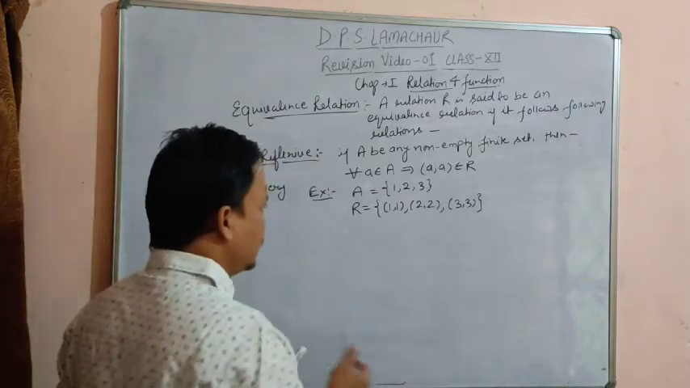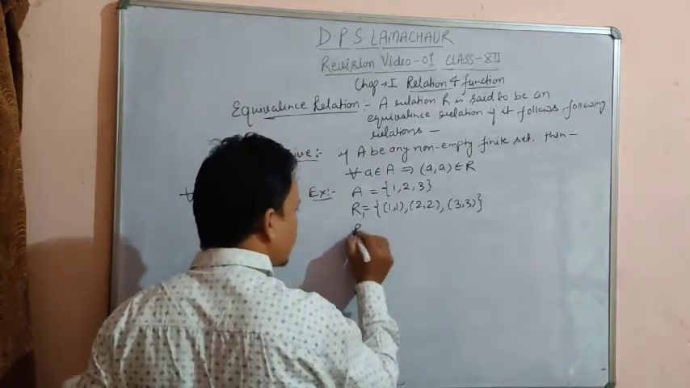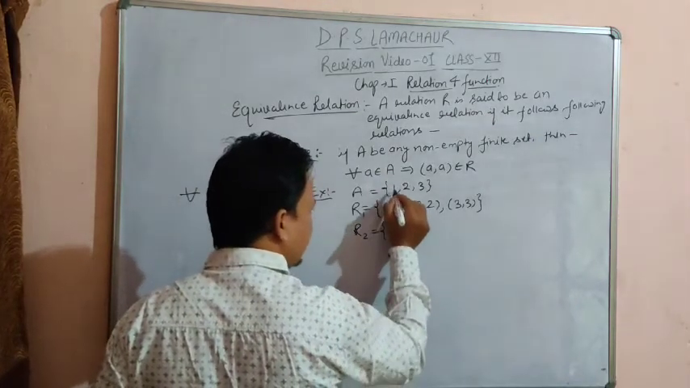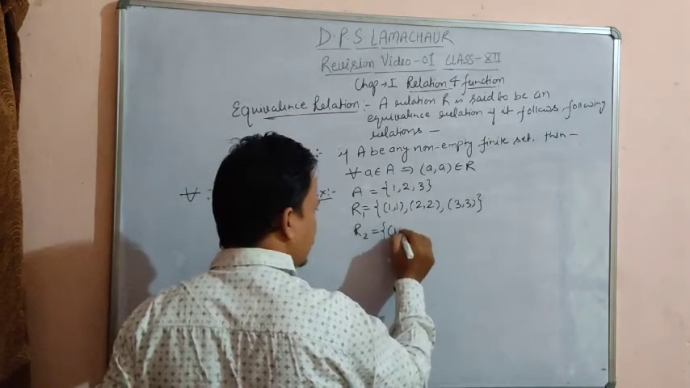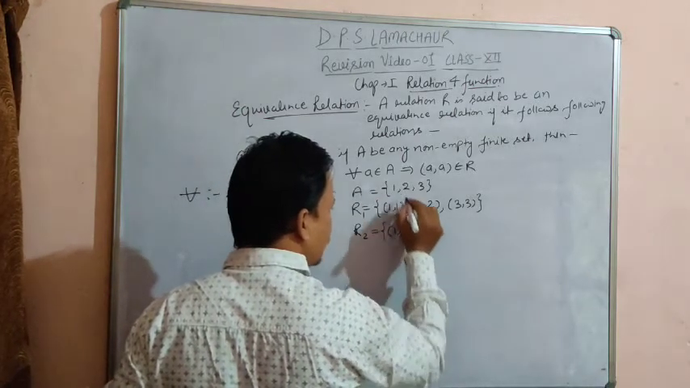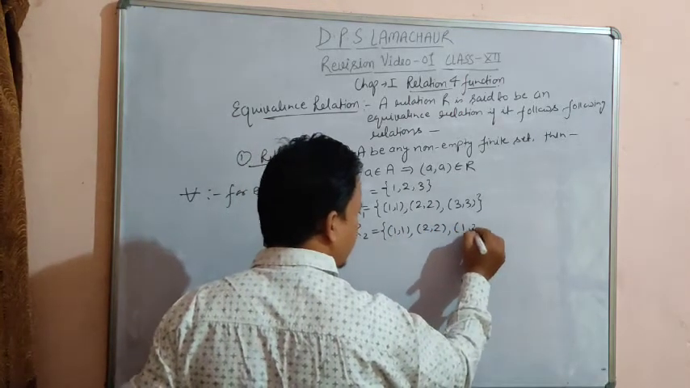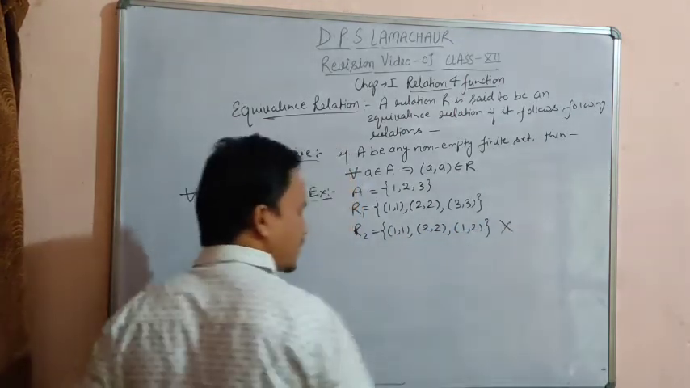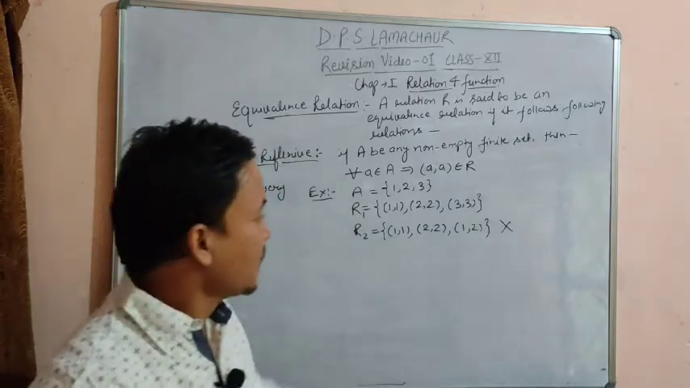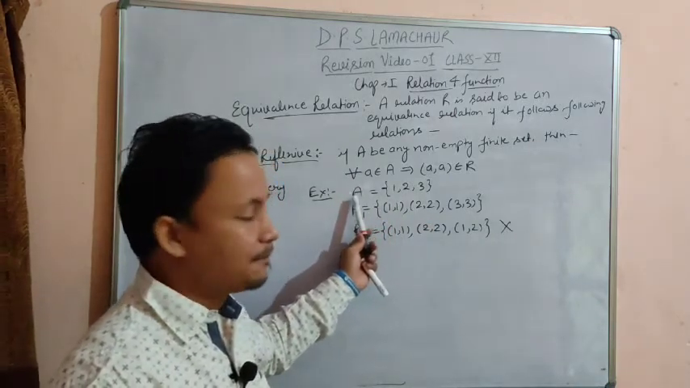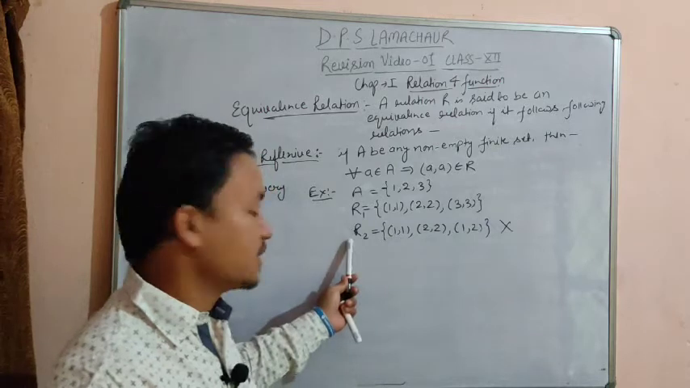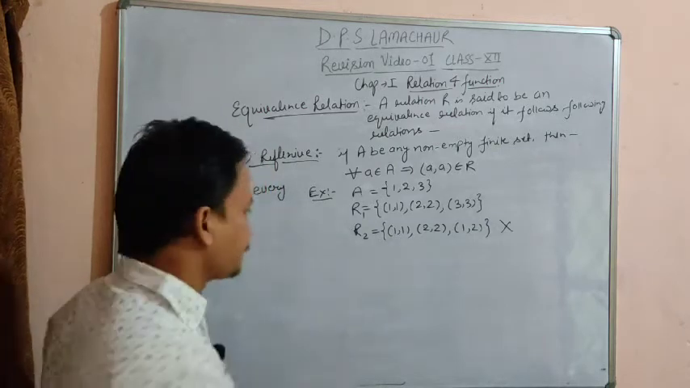Okay, and this is R1, suppose this is R2. If 1 belongs to set A, then 1 comma 1 must be here. 2 belongs to this set, so 2 comma 2 must be here. And suppose one element is 1 comma 2. So this is not reflexive. Why is this not reflexive? Because 3 is contained in the set A, but 3 comma 3 is not contained in the relation.